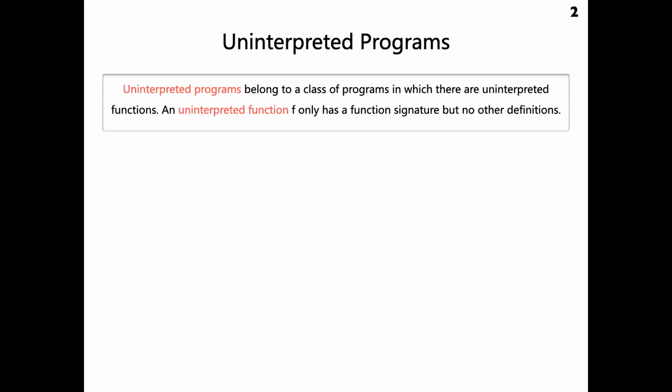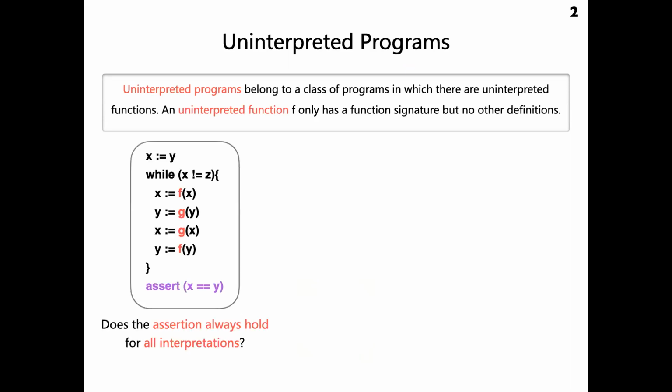First, let me introduce some background on uninterpreted programs. An uninterpreted program is a kind of program which involves uninterpreted functions, where an uninterpreted function f only has a function signature, but no other definition. For example, the left one shows an example of an uninterpreted program.